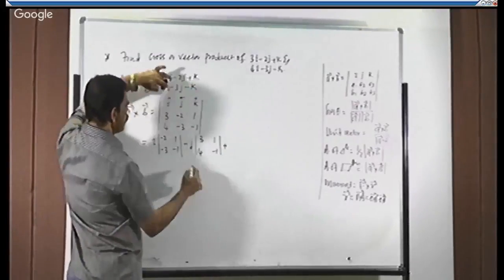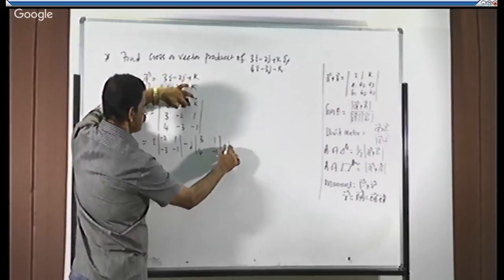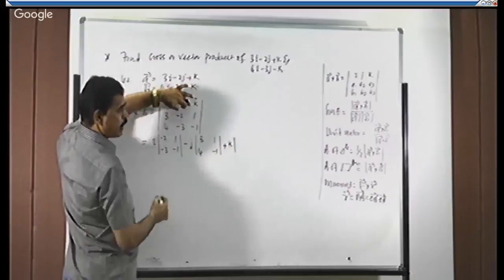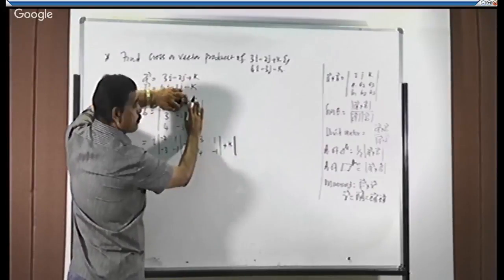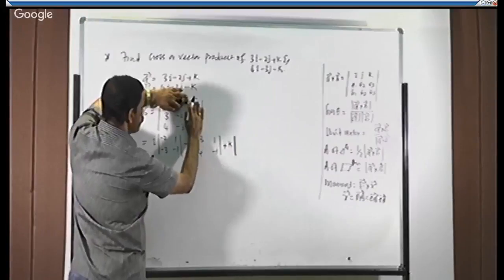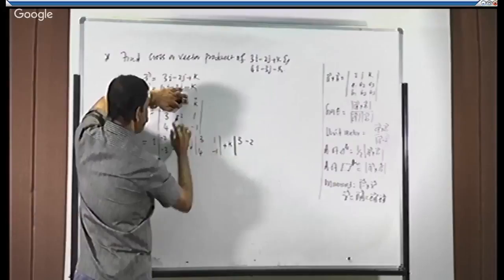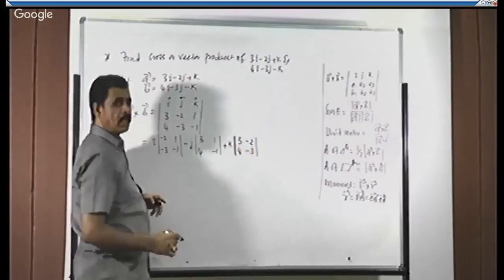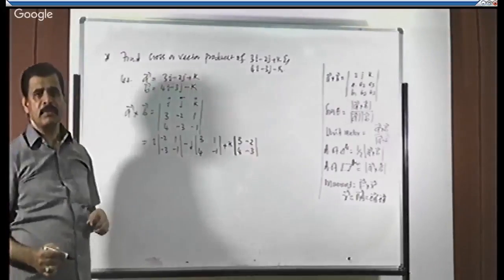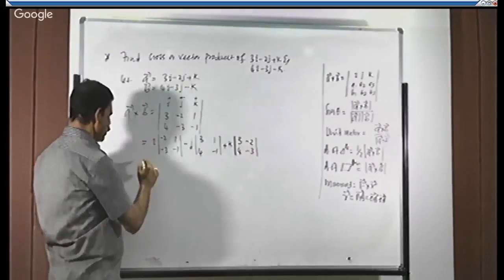Then plus, alternately you should take plus, minus, plus. The third element of the first row is k. Leave the corresponding row and column of k. The other elements are 3, minus 2 and 4, minus 3. This is the expansion of the third order determinant.